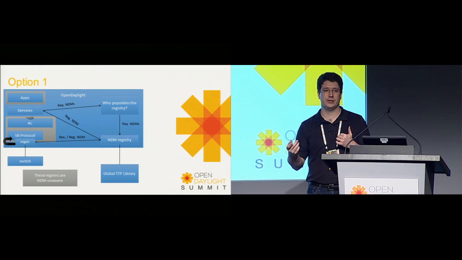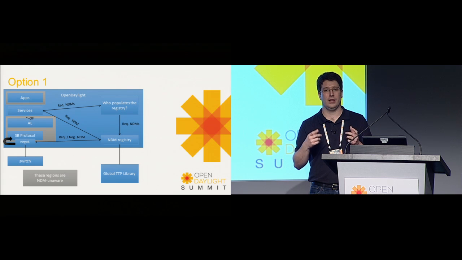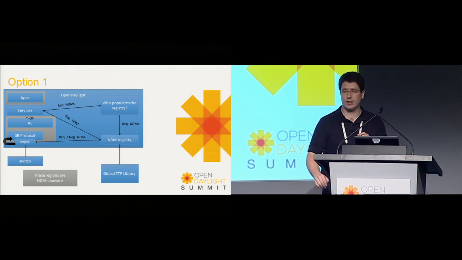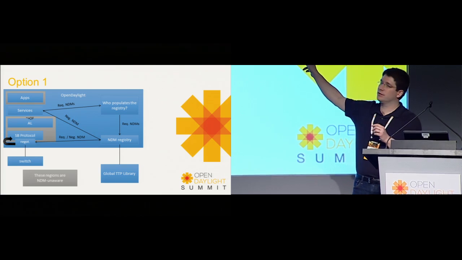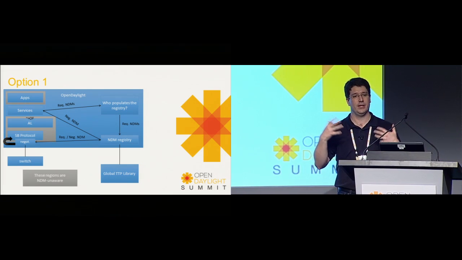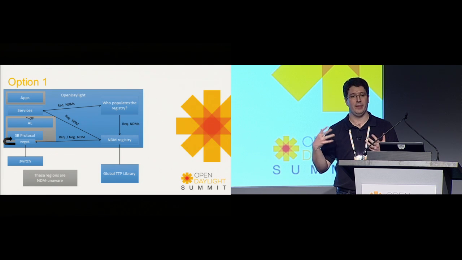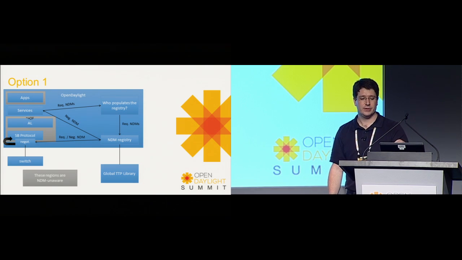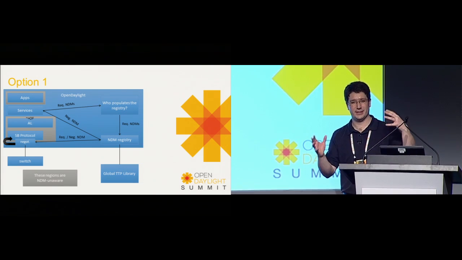What does change is services that would like to make better use of OpenFlow 1.3 can request a certain NDM, in this case a TTP, and that can go over from the service to some registry maintained inside OpenDaylight, which is going to implement the algorithm that tries to negotiate TTPs at the bottom.